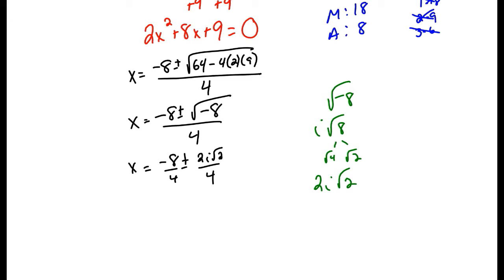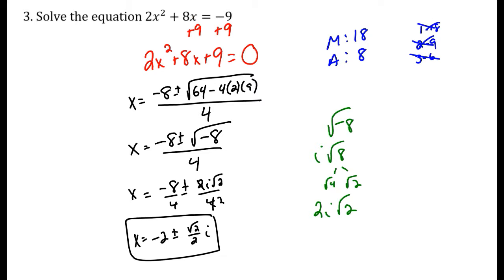And my final answers are x equals negative 2 plus or minus the square root of 2 over 2, I'm going to put the i at the end, square root of 2 over 2, i, after I divide the top and bottom there by 2. Those are the solutions to my quadratic equation. They are complex solutions. They are non-real answers.